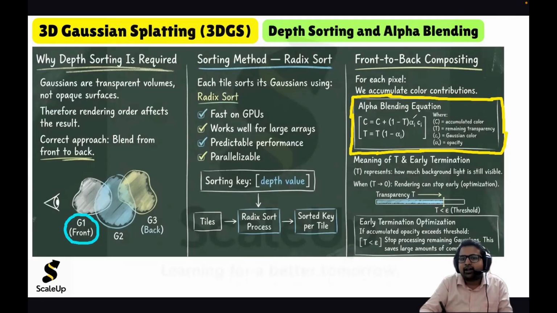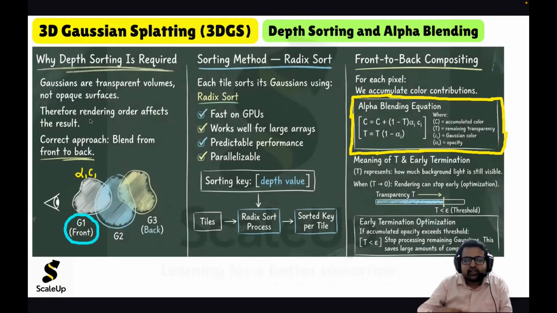So the accumulated color will be the opacity of that Gaussian multiplied by the color of that Gaussian. We just multiply that, and we get the value of C. So for this, it will be alpha 1 C1, the accumulated color.